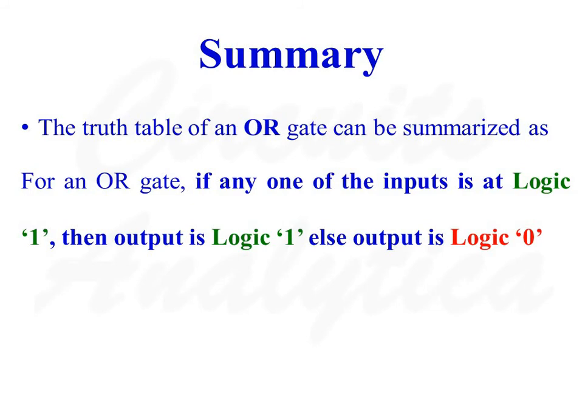So the truth table of an OR gate can be summarized as, for an OR gate, if any one of the n inputs is existing at logic 1, then output is logic 1. Else, output is equal to logic 0. So if none of the n inputs is existing at logic 1, then output is equal to logic 0.